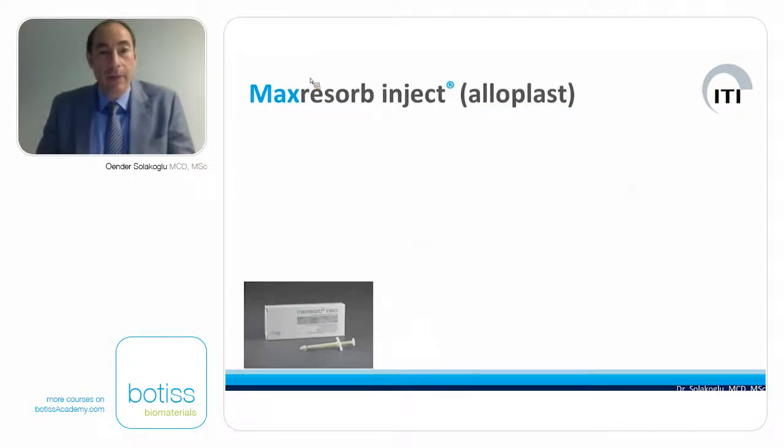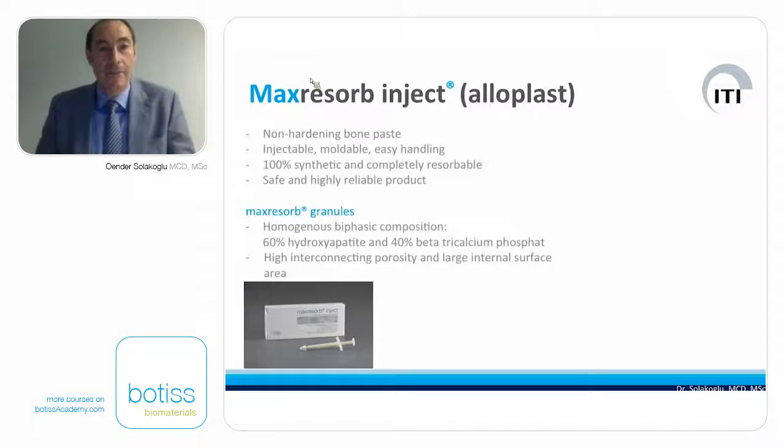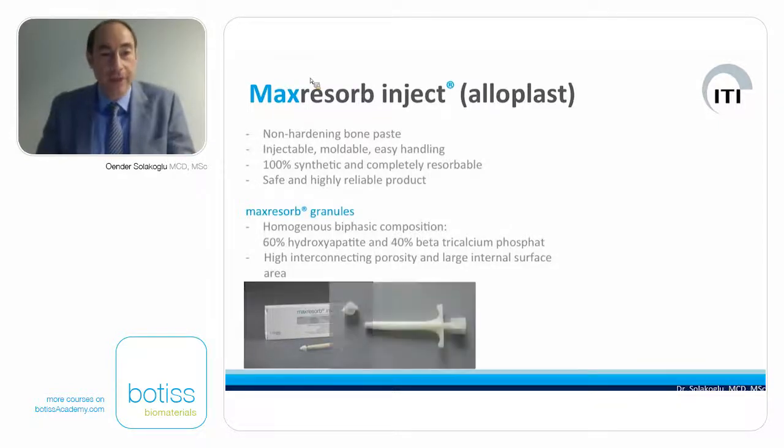The Max Resorb Inject is an alloplastic material. It's a non-hardening bone paste. It's injectable. It's 100% synthetic and completely resorbable. Basically, its composition is made out of 60% hydroxyapatite and about 40% beta tricalcium phosphate.